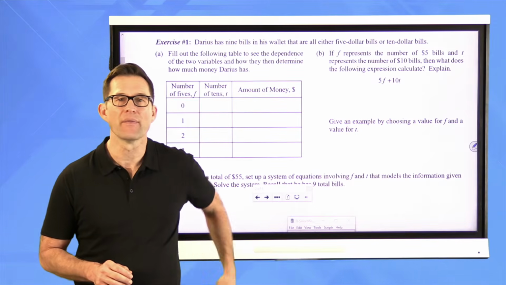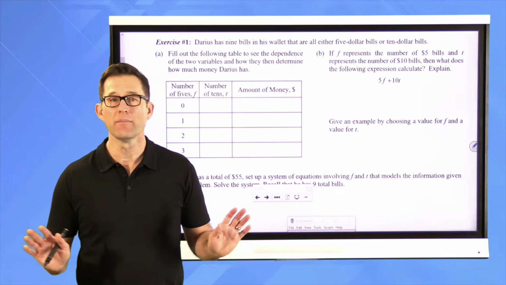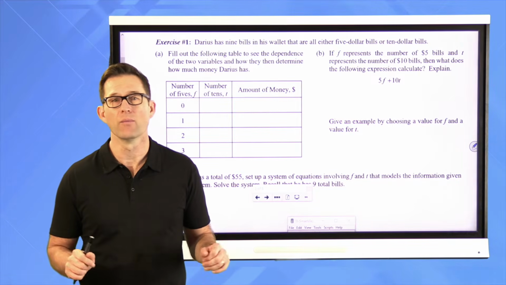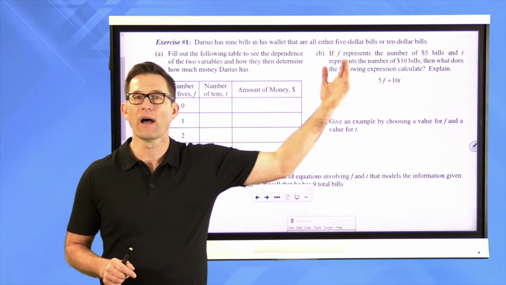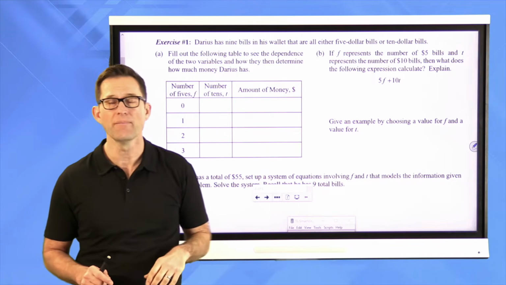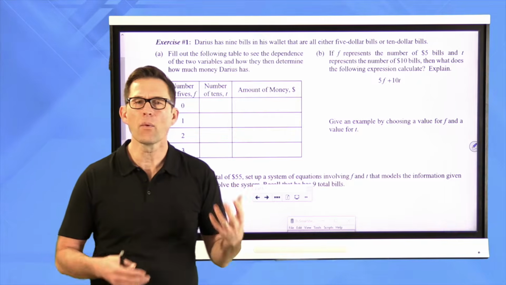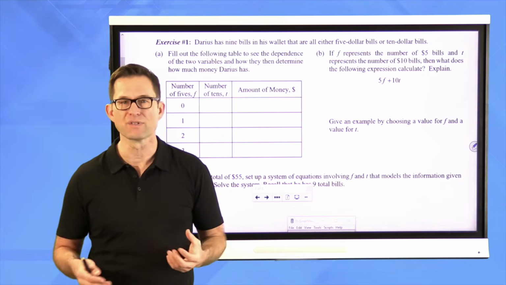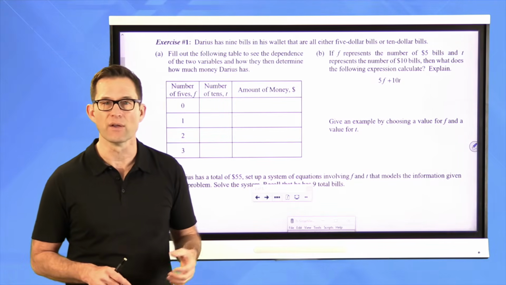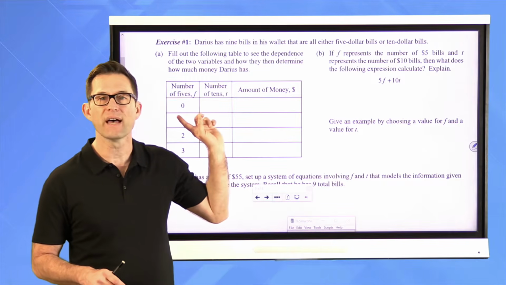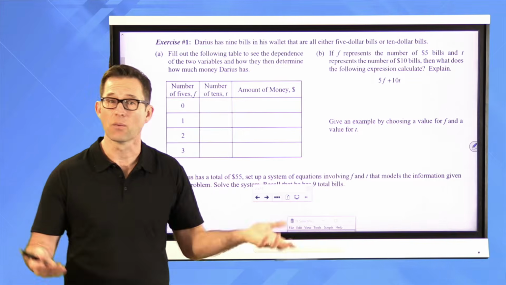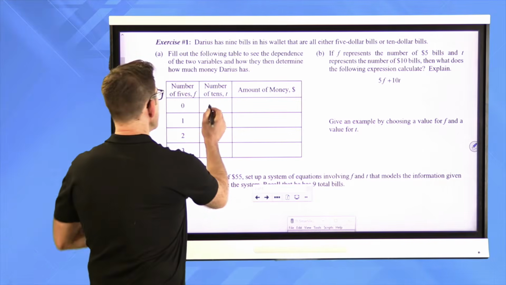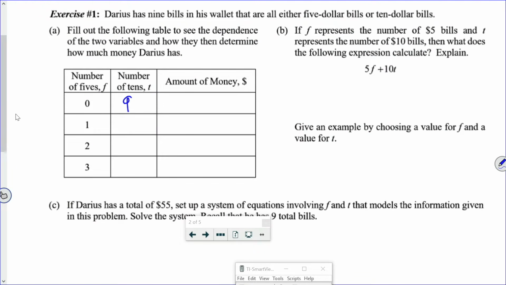So let's talk about this, right? We know just two pieces of information right now. Darius has 9 bills and they're 5s or 10s, okay? I want to just play around with this problem at first, then we'll start to model it with systems of equations. Like, if Darius has 0 5s, then the number of 10s he has to be equal to 9, correct? Because he's got 9 bills.